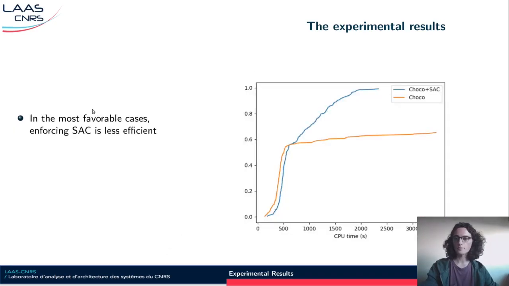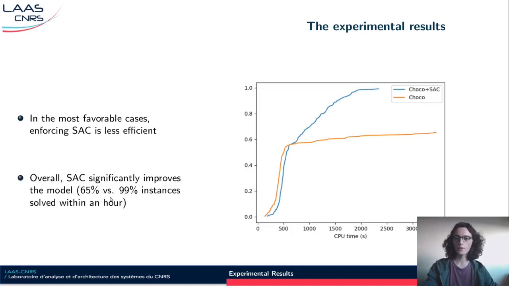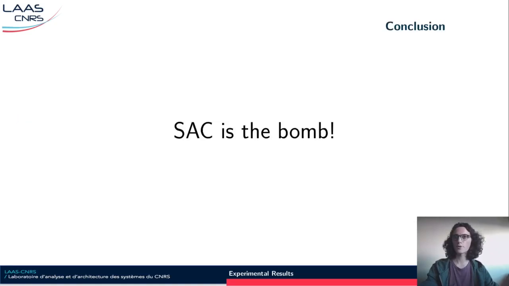And finally, this graph represents the cumulative probability of solving the code in less than X seconds with a 1 hour timeout. It showed that for easy instances, it might be preferable to use the Choco solver alone, but for bigger instances, using singleton arc consistency greatly improves the model, going from 60% of instances solved within an hour to 99%. As a conclusion, SAC is pretty much the bomb.